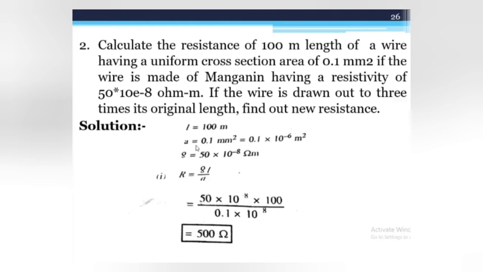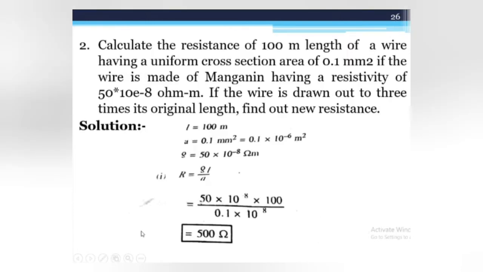Now, as we know that R is proportional to L square, R2 is equal to R1 into L2 upon L1 whole square. So R1 is 500 and the ratio L2 by L1 is 3. So 3 square is 9, 9 into 500. So your new resistance value is 4500 ohm.